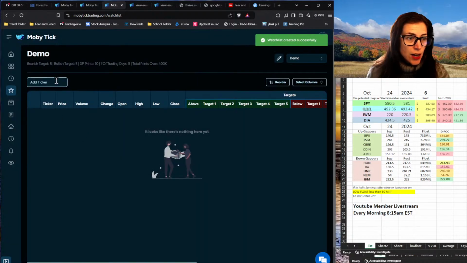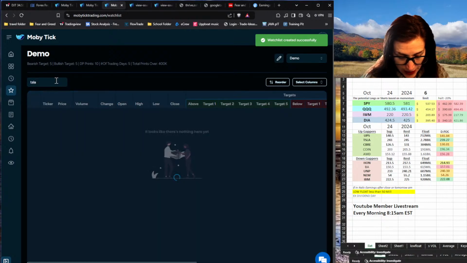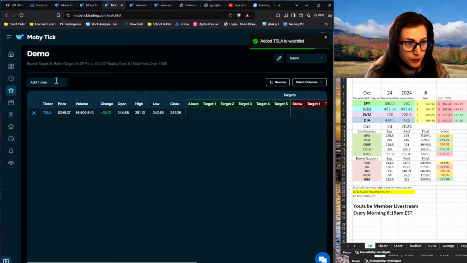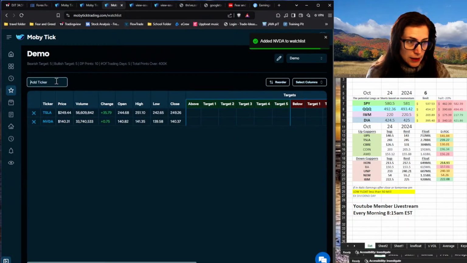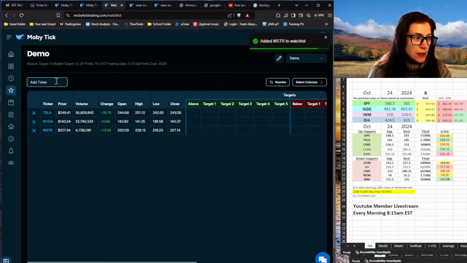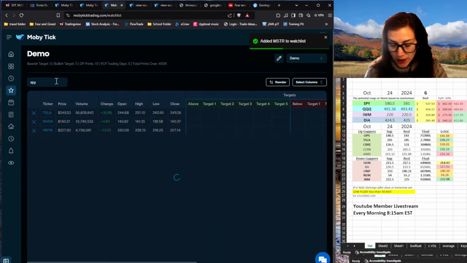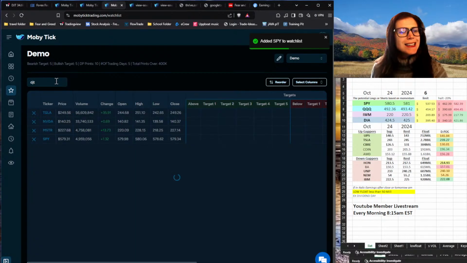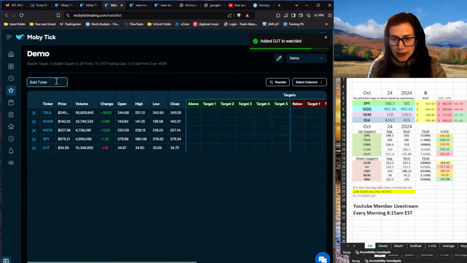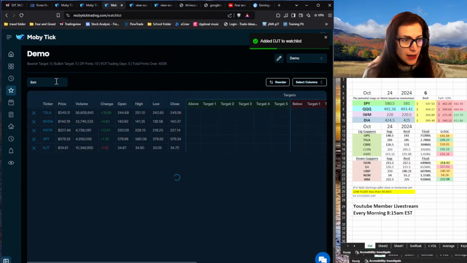And let's call our demo ticker Tesla, Nvidia. Too fast for it, Nvidia. It's just this easy, right? MSTR. SPY. Everybody loves a SPY. Most heavily traded ETF around the world. Let's put on DJT. That's a big one lately. Let's put on IBM. And Boeing.